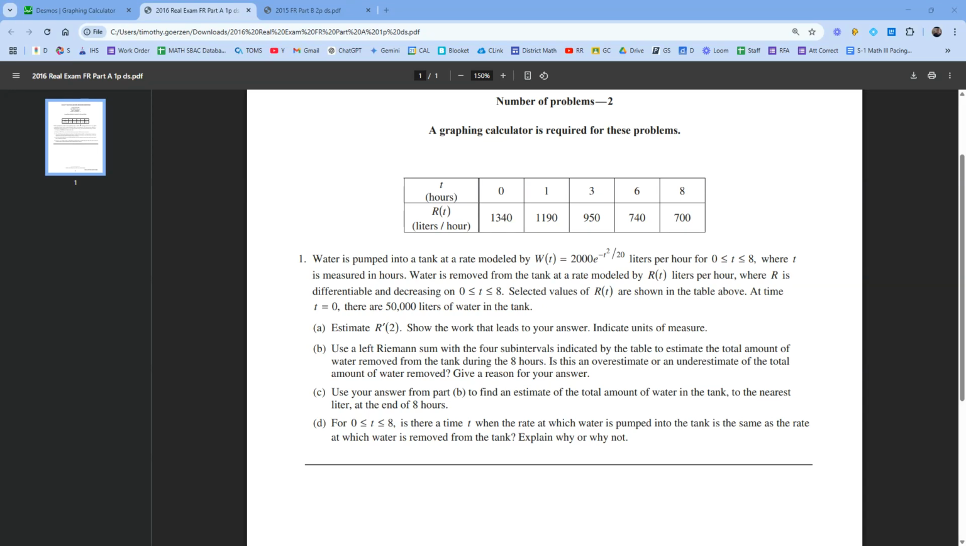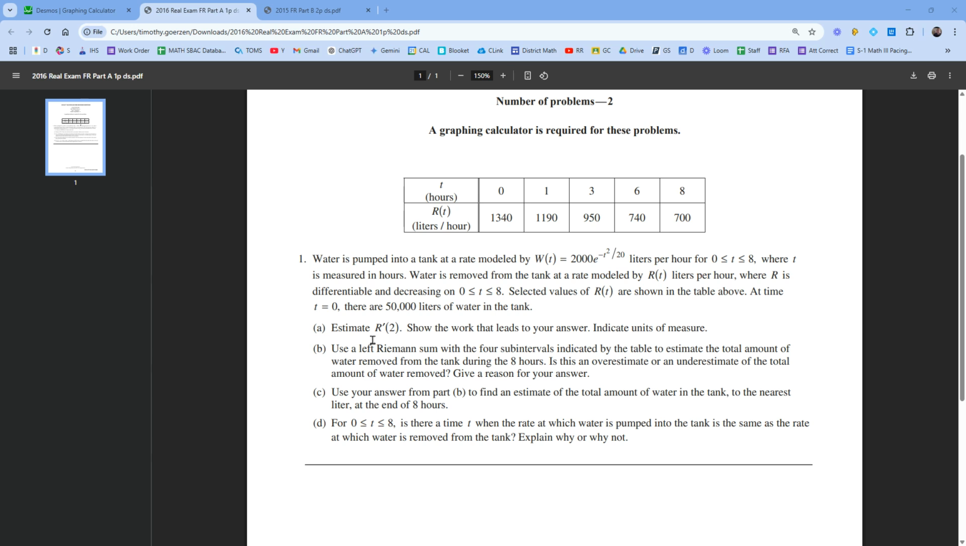All right, this is from 2016. So we have a table. It's describing water being pumped into a tank, and it gives you an equation for the water being pumped into the tank. And then it gives you a table of a different equation of water being removed. And it says they're starting at 50,000 liters before the water is being pumped out and water is being removed.